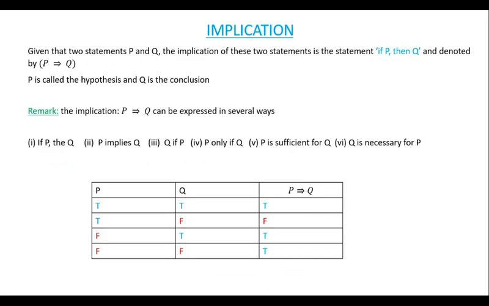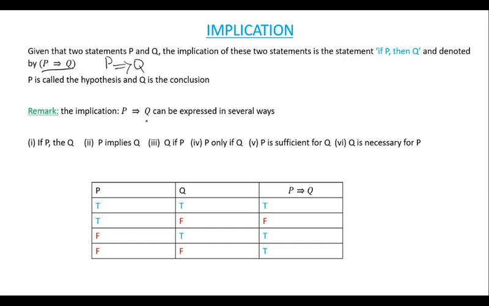Let's continue. Implication is the next connective. Given two statements P and Q, the implication of these two statements is the statement if P, then Q. I say it again. The implication of these two statements is the statement if P, then Q. And it is denoted with this: P implies Q. Now, P is called the hypothesis and Q is called the conclusion.